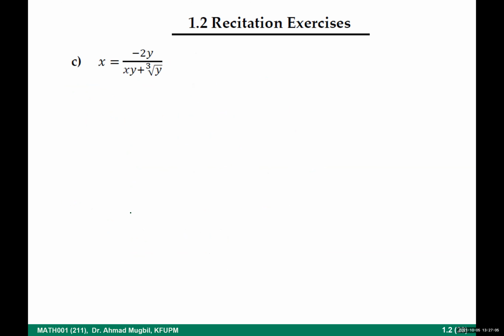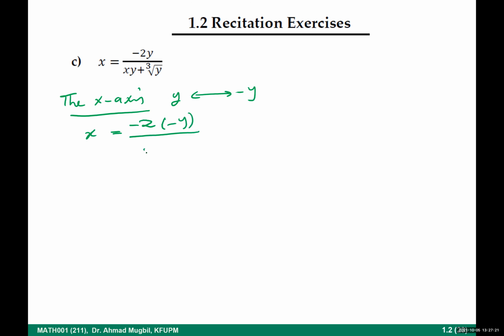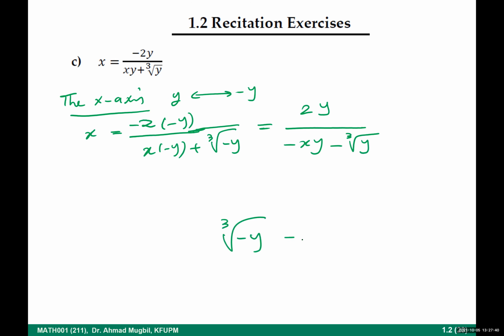Did you solve it, Shabab? Let's see. Is it symmetric with respect to the x-axis? How to know? Replace y by negative y. Let's do that. x equals negative 2 multiplied by negative y over x multiplied by negative y plus the cubic root of negative y. Is it clear? Yes. This equals what? Negative times negative is positive, 2y over negative xy minus cubic root of y. Is that right? The cubic root of negative y equals negative cubic root of y. Is it correct?